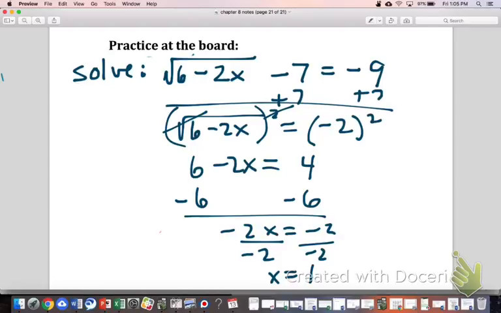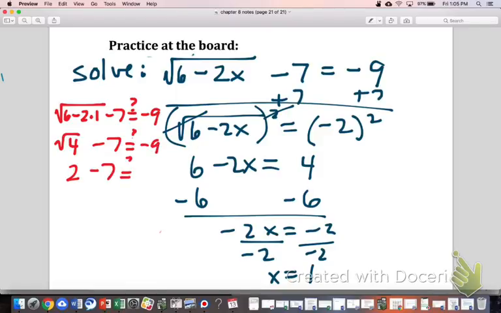And of course, if you do check this one, you actually find out that the only solution we came up with does not work. And so I'm going to write this out here. My check in my original would look like this. Square root of 6 minus 2 times 1, minus 7, possibly equals negative 9. So 6 minus 2 is 4. So I get this. And the square root of 4 is 2. And here's where I can clearly see I've got an issue. 2 minus 7 is negative 5. And negative 5 definitely does not equal negative 9.